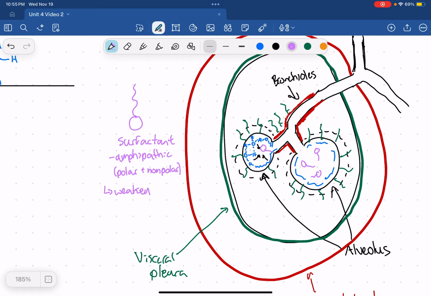Because what surfactant does is it butts its polar head into the water, and it attracts water molecules towards it, and holds them apart with their nonpolar tails there. So it weakens surface tension.